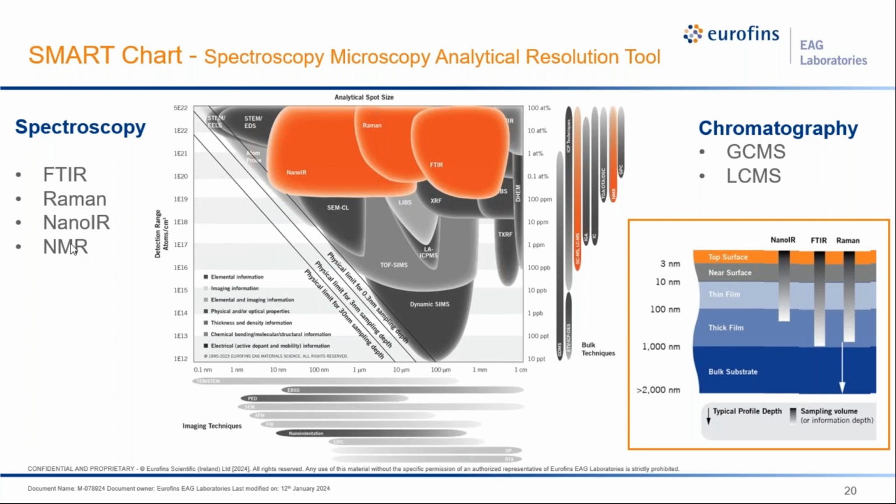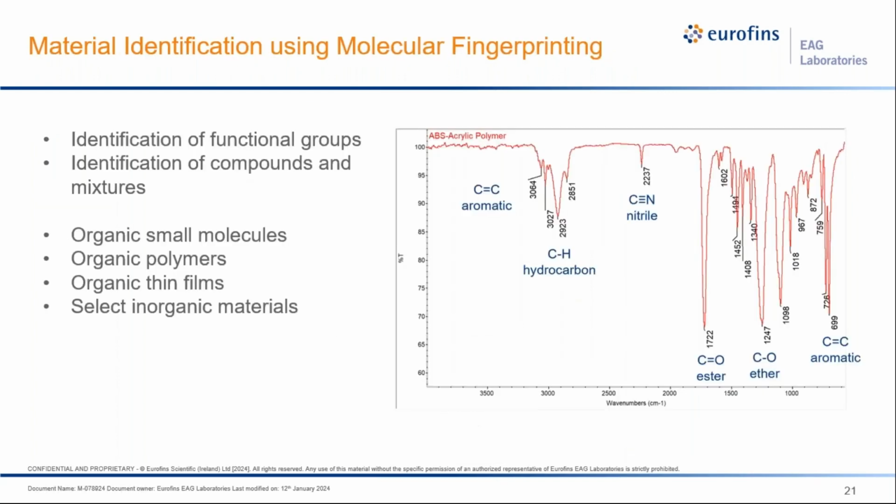NMR is a spectroscopic technique, but it's a bulk technique, so it's not a spot size. And that's also true for the chromatographic techniques, such as GCMS and LCMS. I also want to say a word about information depth. So again, nano IR is probing right at the very top of the surface, going maybe 100 nanometers into the surface, while FTIR and Raman are going to probe much deeper, going about a micron into the surface. Okay, so how do we do this identification?